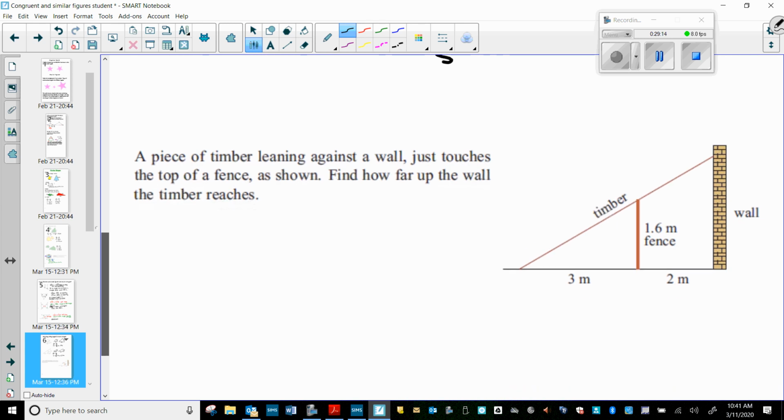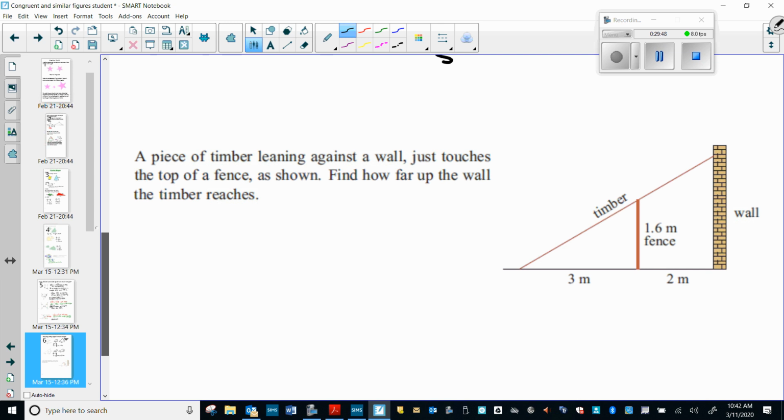Okay, so a piece of timber. Does it matter if you know what timber is or not? It's wood. It's a piece of wood, but it doesn't really matter whether you know what it is or not. They've actually labelled timber here, so they have a diagram. I say that because I know some people panic that they don't know what the word timber is, and they say, I can't possibly do this question. It's like, no, you can do the question. It doesn't matter if you know what timber is or not.